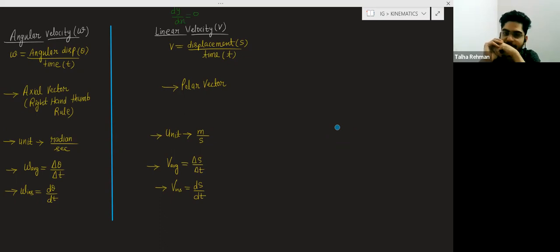Any confusion? Actually, now we are relating the angular motion with the linear motion. Why? There is a reason. Because if we study the angular motion by relating it with the linear motion, things will become easy for us. Otherwise, this thing will be very complicated.